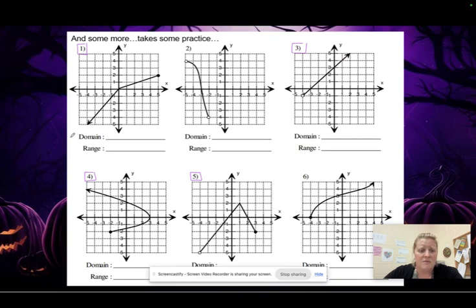Again, we just want left endpoint and right endpoint. So if you look right here, there's an arrow that points to the left. So there is no left endpoint. But on the right end, you can see it stops right here. That is at 5. So my domain ends at 5. It has a solid dot at 5.